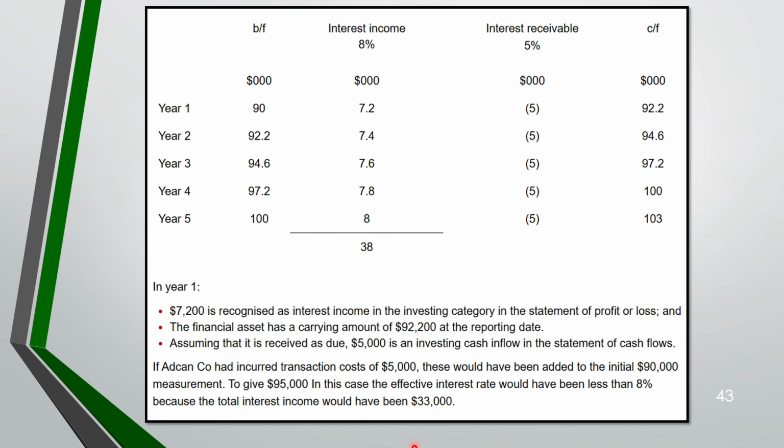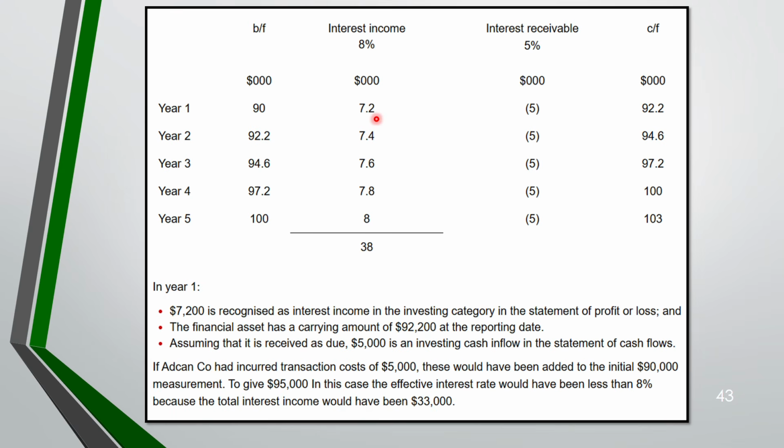But if your transaction cost, let's assume, is 5,000, this 5,000 will be added with this 90 and it becomes 95,000. If this becomes 95,000, your effective interest rate has to be less than 8%. Then your total interest income would be not 38 but 33, because you have to deduct 5,000 from here, the transaction cost. But this is not very relevant. This is not a part of the question. They just told us, if transaction cost is there, what would be the impact? But your answer ends here.